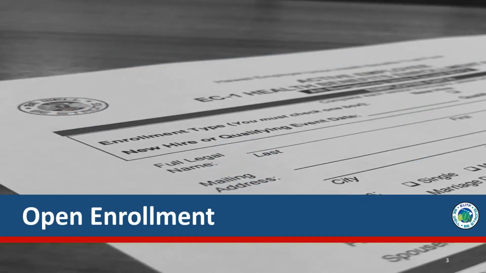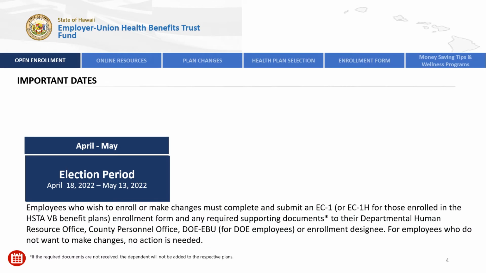Open enrollment. Important dates. The open enrollment election period is from April 18th through May 13th, 2022. Employees who wish to enroll or make changes must complete and submit an EC1 enrollment form and any required supporting documents to their Departmental Human Resource Office, County Personnel Office, DOE EBU for DOE employees, or enrollment designee. For employees who do not want to make changes, no action is needed.